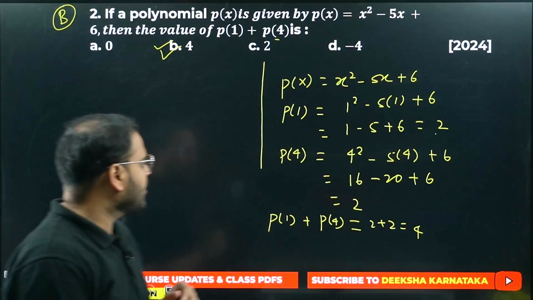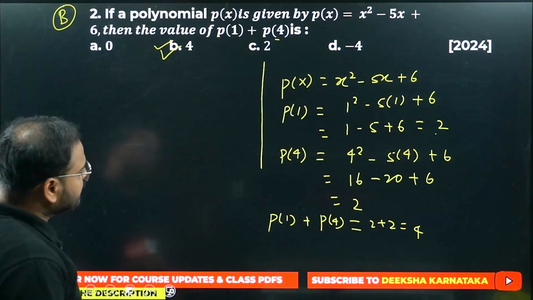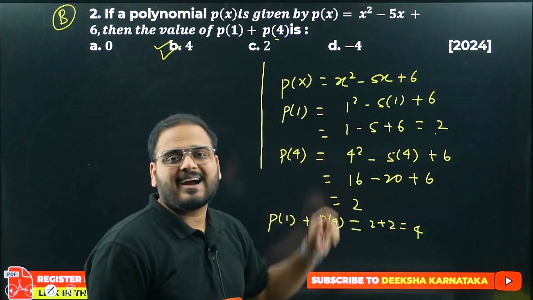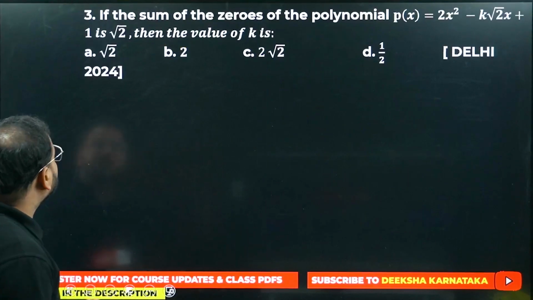Very simple. Yes. Okay. Now, so I hope you understood this, right? Find the P1 value, find the P4 value, and add them up. Okay. Now moving on to the third question.